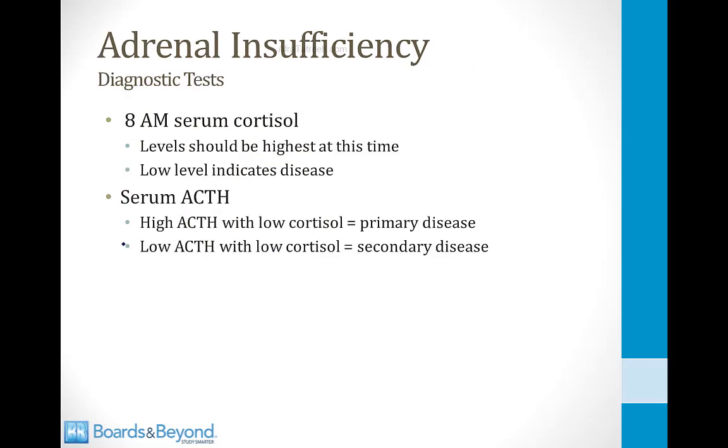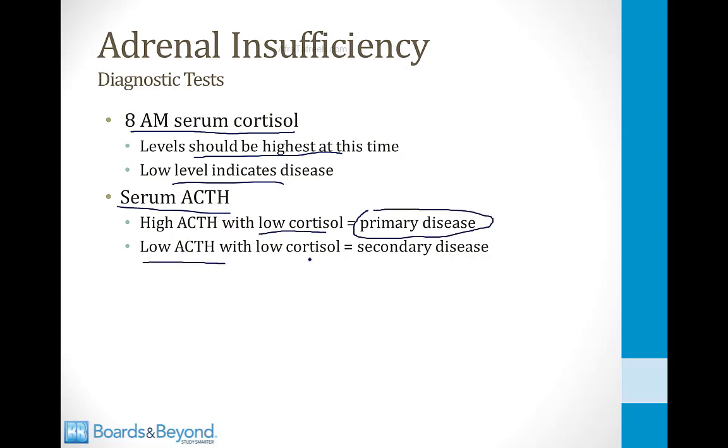There are a number of diagnostic tests that can be used to make the diagnosis of adrenal insufficiency. The first one is a morning serum cortisol level. Because of circadian rhythms, levels of cortisol should be highest in the morning, and if the level is low, this indicates disease. You can also measure the serum ACTH level. If it's high and the cortisol level is low, this suggests primary adrenal insufficiency. If the ACTH level is low with low cortisol, this suggests secondary disease.